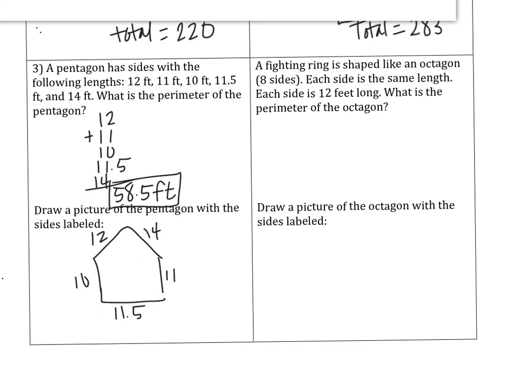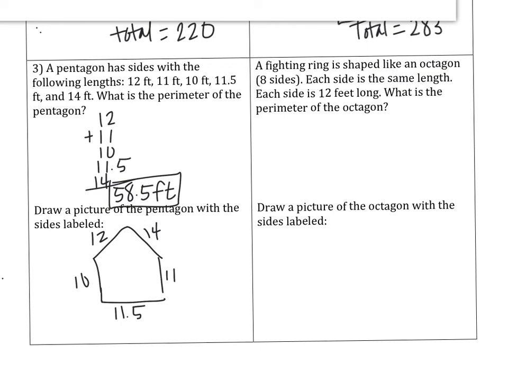That is the perimeter. Number 4, a fighting ring is shaped like an octagon, 8 sides. Each side is the same length. Each side is 12 feet long. What is the perimeter of the octagon? So this one, actually I'm going to skip the label on this one. You can go and draw an octagon. Each side is 12 feet long, and there are 8 sides.